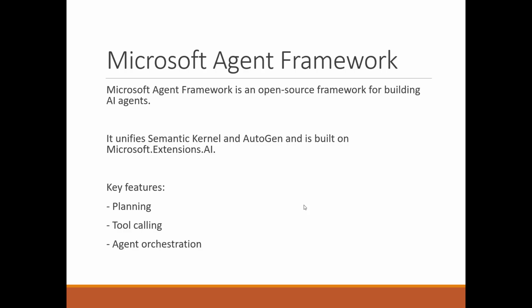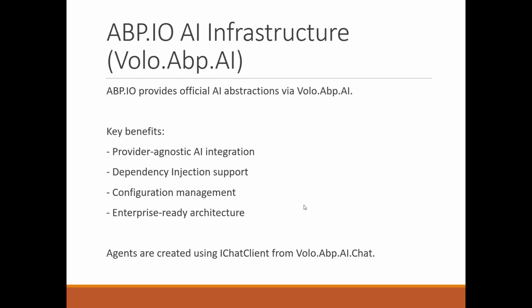The key features, as I elaborated, are that it will do some planning, it will call some tools, and ultimately it will have some agent orchestration, and then finally it will give us the final result. Now, what is ABP.io doing? Because we can directly use Microsoft.Extensions.AI, so why do we need ABP.io to use it? Because ABP.io has the abstraction, I would say.